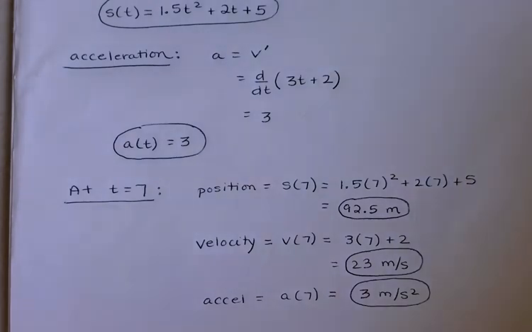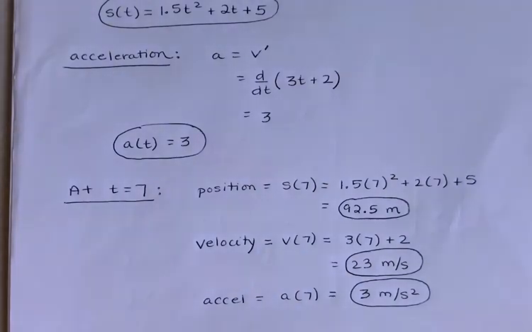All right, so keep in mind, anytime you're given any one of those three, position, velocity, or acceleration, you can always use these relationships to find the other two. That brings us to the end of the section and the unit and the course.